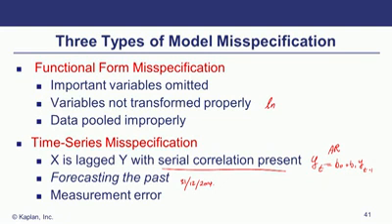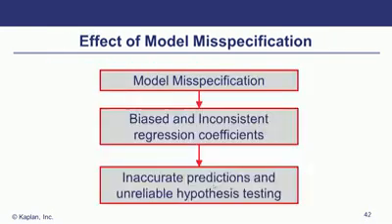And thirdly, we may have a measurement error in the way we specify our variables. This normally occurs in qualitative variables where we need to use proxies. We shall see an example of that. So, what are the effects of this model misspecification? If you misspecify your model, you basically are going to bias your regression coefficients, and ultimately this will lead to inaccurate predictions and unreliable testing.